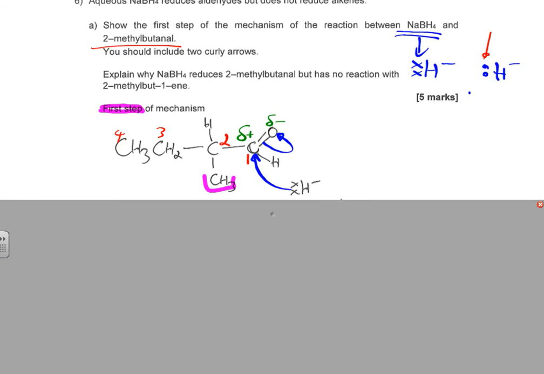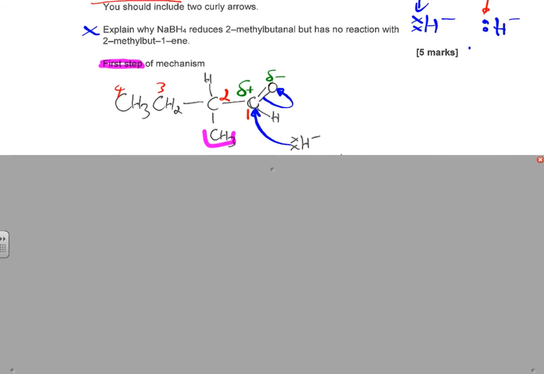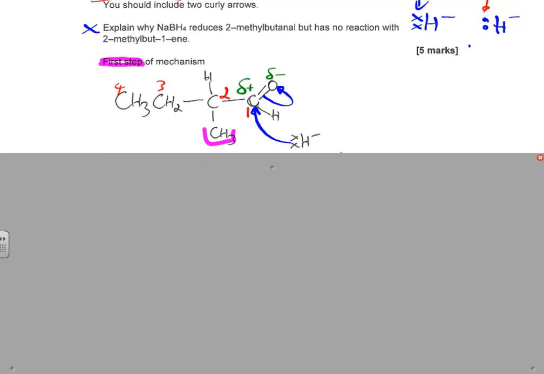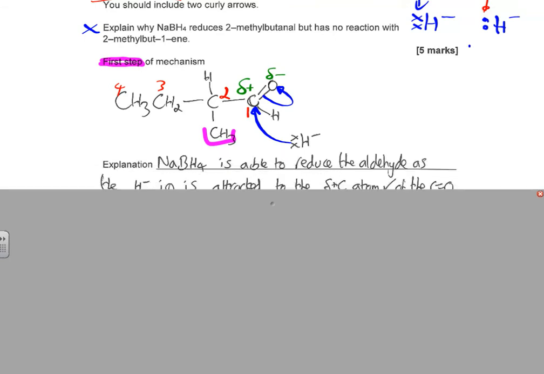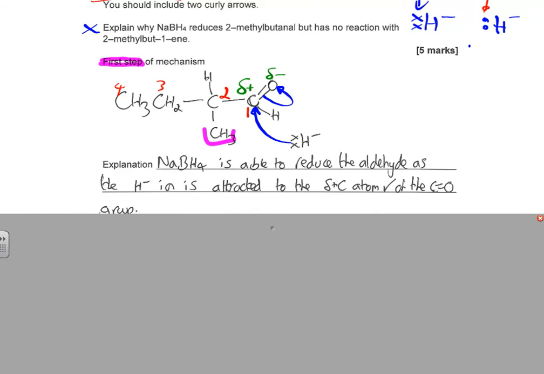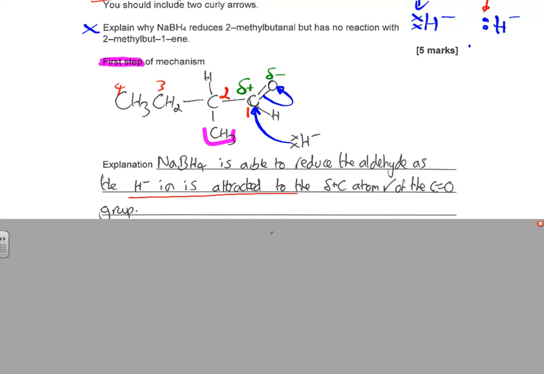Now I need to come on to the written part, and that written part is explaining why the sodium borohydride reduces the aldehyde but would not reduce an alkene. I think the first part would be relatively easy to answer. The mechanism's drawn for you as a bit of a prompt. That's the logic to the question. And so here's the answer. The sodium borohydride can reduce the aldehydes. The key point here, the H- ion is attracted to the slightly positive carbon of that carbon double bond O group. In fact, I'm just talking about the first curly arrow.